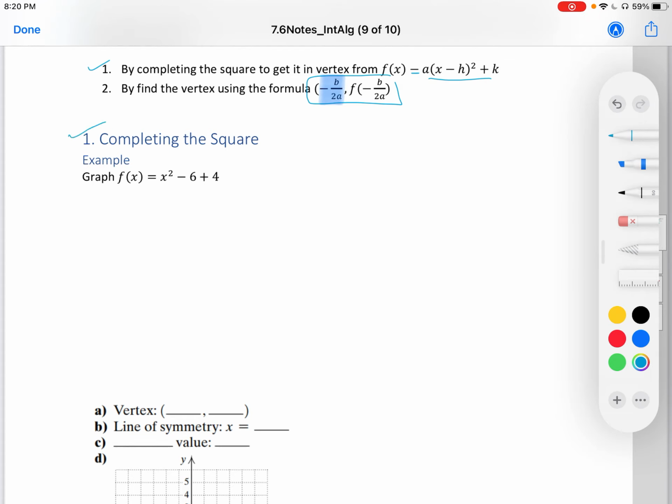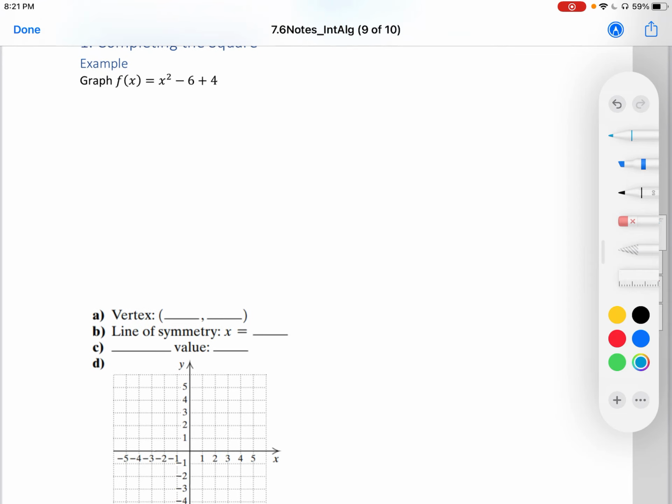By completing the square, I'm able to get into that vertex form so that I can move forward and finish our problem. So let's graph f of x equals x squared minus 6x plus 4. Okay, so let's start off by completing the square. I want to group my values of the x. I have x squared minus 6x. And it's your call. You can leave that 4 there or just move it to the side.